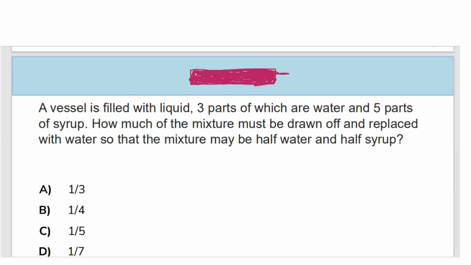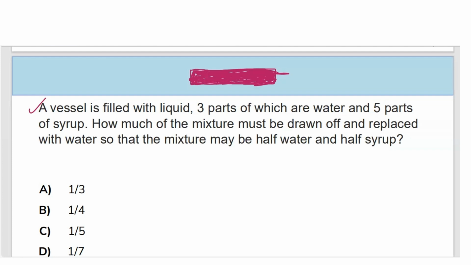Let us see this question. A vessel is filled with liquid, three parts of which are water and five parts of syrup. How much of the mixture must be drawn out and replaced with water so that the mixture may be half water and half syrup? So half water and half syrup. We are solving this question by two methods, first the basic method and then a logical and tricky method.